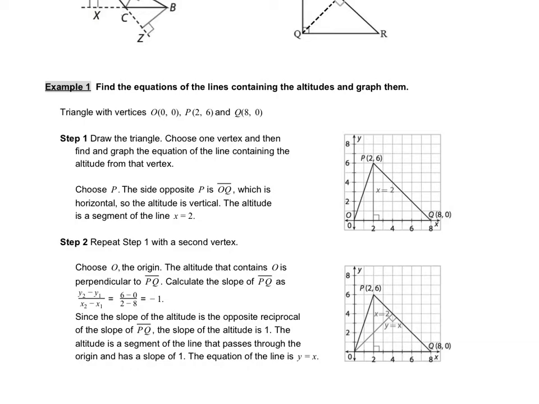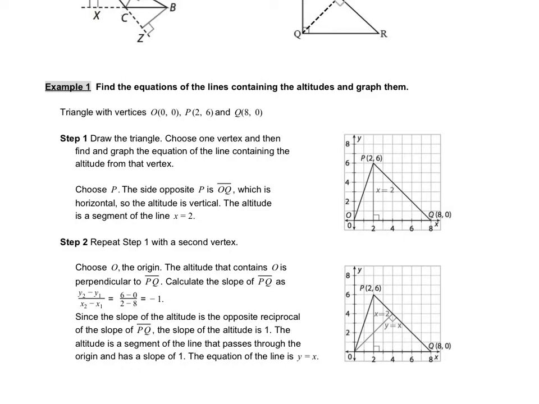In example 1, it says find the equations of the lines containing the altitudes and graph them. We have 3 vertices that were given: (0, 0), (2, 6), and (8, 0). Our first task will be to go ahead and graph those points, and the grid to the right here already has it done for us.